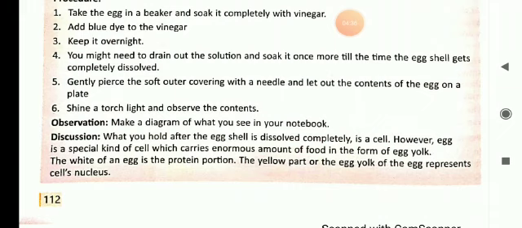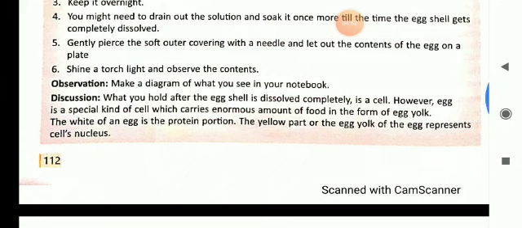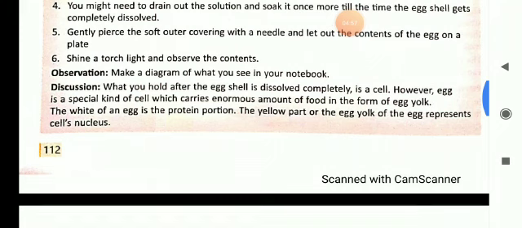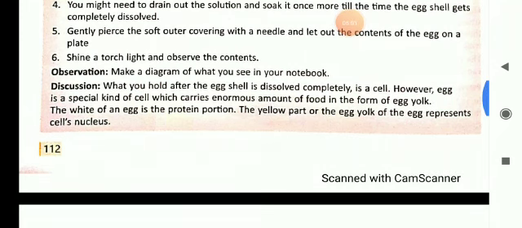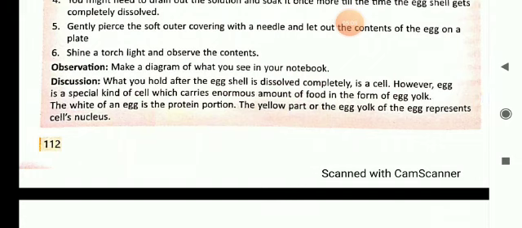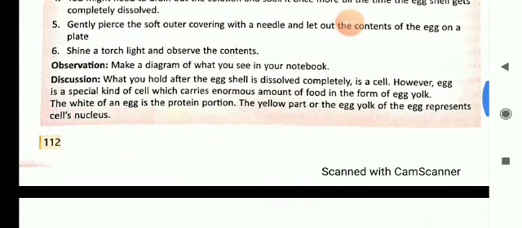Shine a torch light and observe the content. Take a torch, light it, and observe the content. What will be the observation? What you will see, draw in your notebook. And what we can see here? What you hold after the egg shell is dissolved completely is a cell. When the outer cover is dissolved completely in the vinegar, the part left there with a thin membrane is known as the cell.